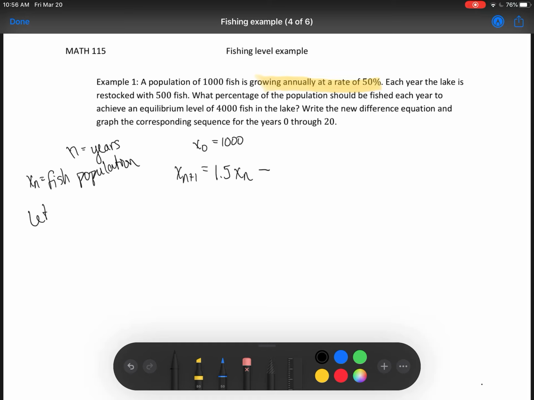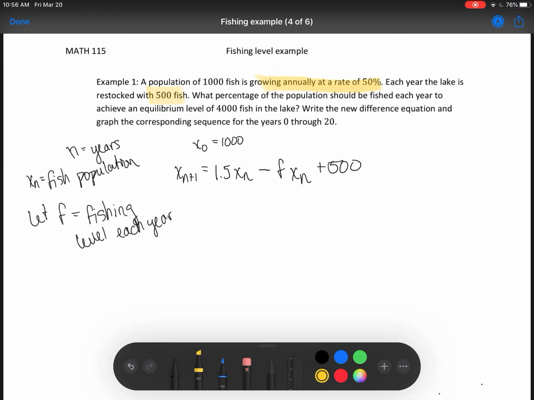So let's go over here. Let f be the fishing level each year, and we'll just label that as f. That's going to be some percentage of the population, so we're going to write it as f times x n. And then we also have a restocking level of 500 fish, so we write plus 500 here.